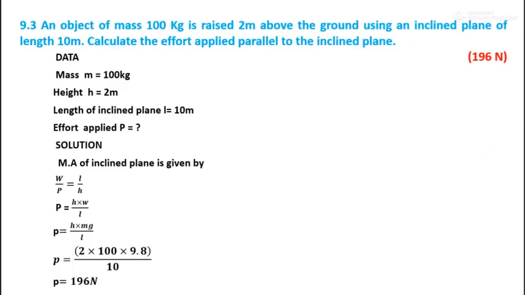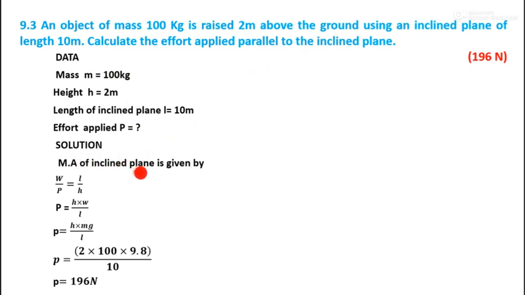Now next, 7.3. An object of mass 100 kg is raised 2 meter above the ground using an inclined plane of length 10 meter. Calculate the effort applied parallel to the inclined plane. Now the data: first of all mass is equal to 100 kg, height H is equal to 2 meter, length of inclined plane is 10 meter, and effort P we will find.